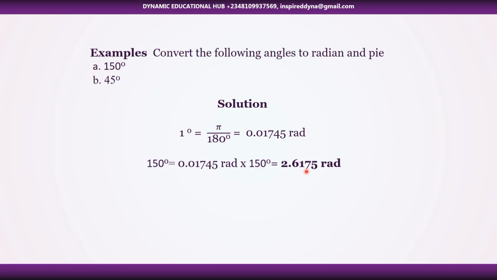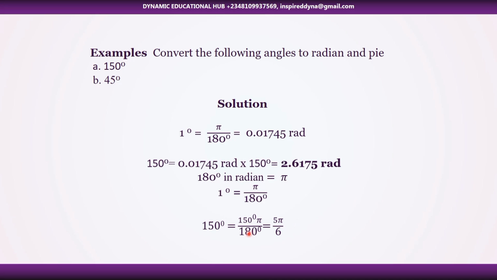To convert it to pi, we know that 180 degrees in radian is equal to pi. So 1 degree is pi over 180 in radian. So 150 will now be what? 150 multiplied by pi over 180. So you just go ahead and pick this 150 and multiply it by pi over 180. To convert angles to pi, you just pick pi over 180 multiplied by that angle.